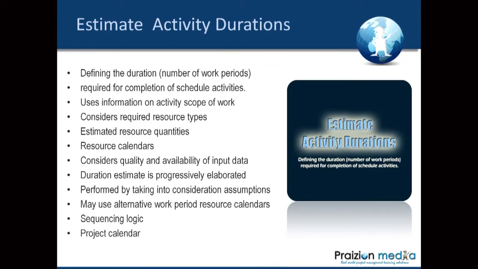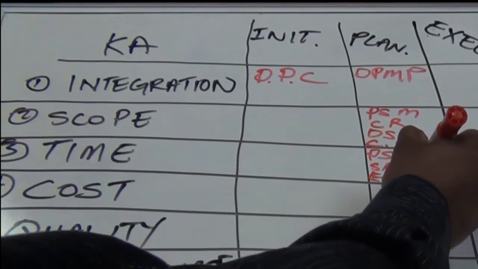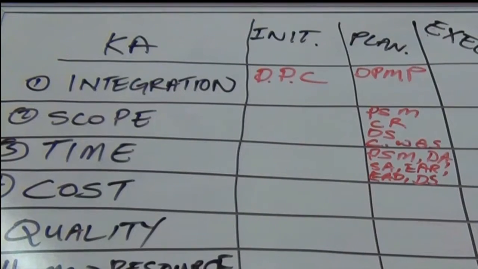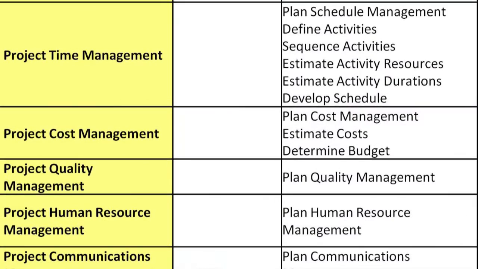You estimate how long all the activities will take. We call that estimate activity durations. And the last one here is called develop schedule. Now you can see why I had to abbreviate it, because there's so much information in these boxes.